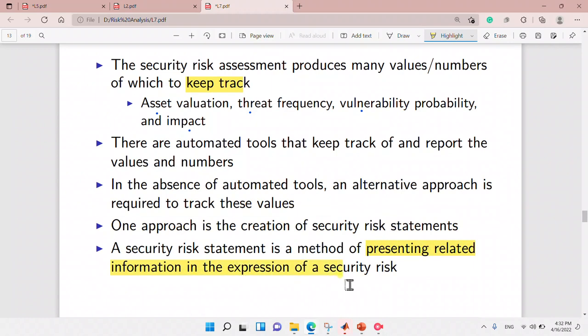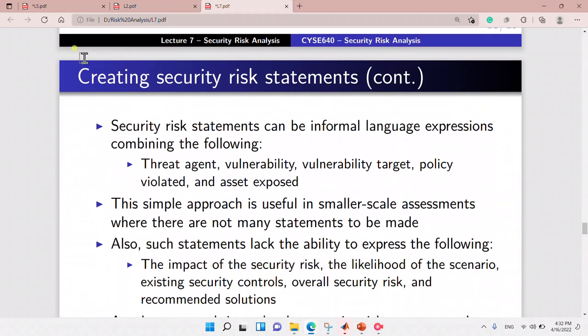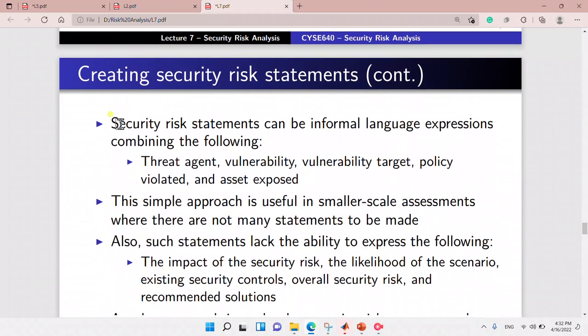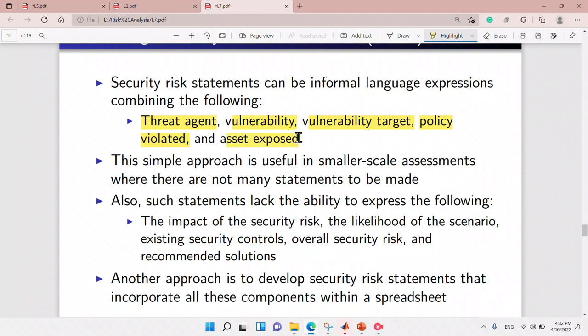Okay, then we have: a security risk statement is a method of presenting related information in the expression of a security risk. Creating security risk statements: security risk statements can be informal language, so it can combine the threat agent, vulnerability, vulnerability target, policy violated, and asset exposed. Okay, this is five things.